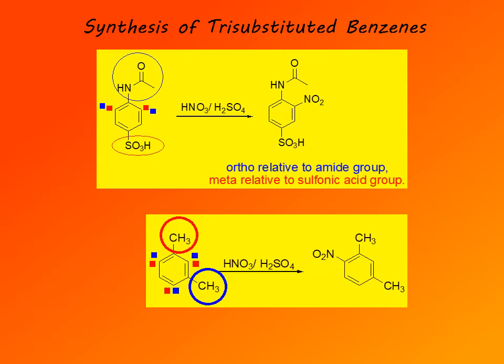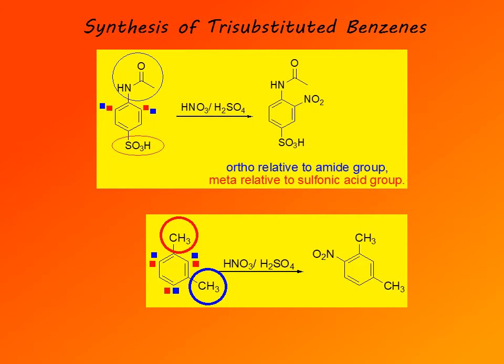Another such example is the example of metaxylene. Metaxylene is meta-dimethylbenzene. So we have two methyl groups. The methyl group on the top, circled in red, directs the incoming substituent ortho and para to itself, and that's shown by red squares. And then the one to the side, again, is ortho-para directing. It directs the incoming substituent ortho and para to itself, shown in blue squares.